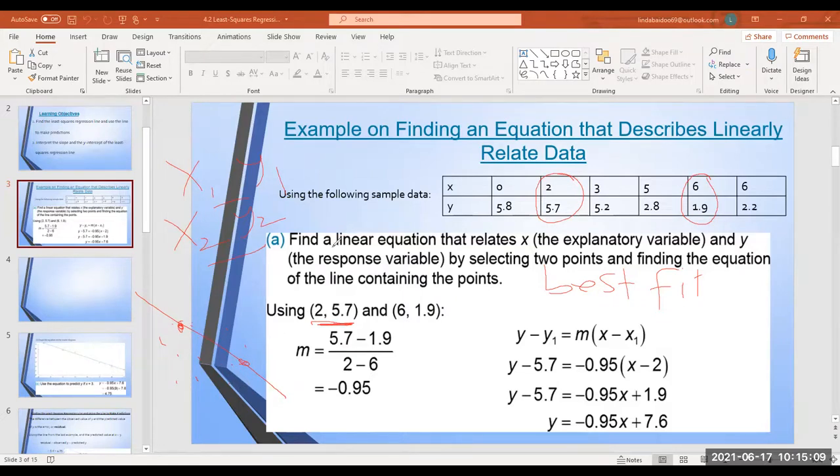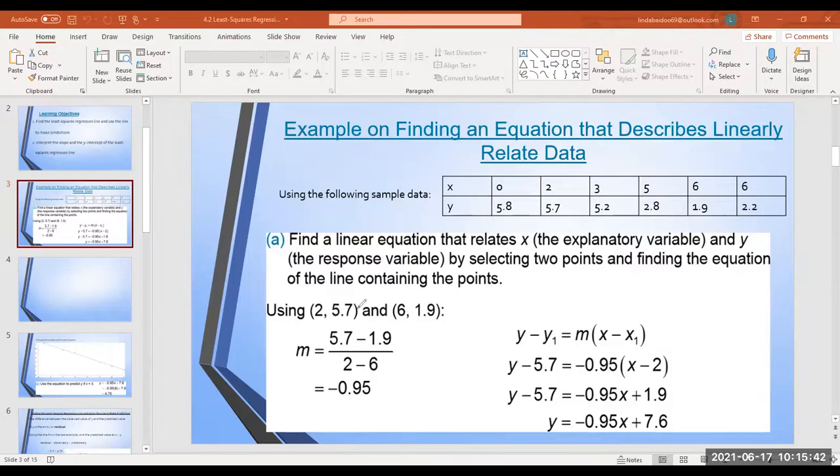We are asked to find a linear equation that relates x and y by selecting 2 points and finding the equation of the line containing the points. So like I said, draw your scatter diagram, look for those 2 points close to the line or directly on the line, because we need 2 points. That is why it specifically says by selecting 2 points. So the 2 points I selected, which would lie on a straight line, are 2 and 5.7, and then 6 and 1.9.